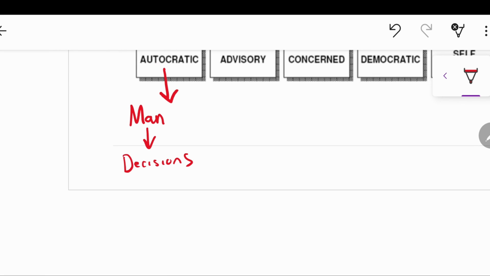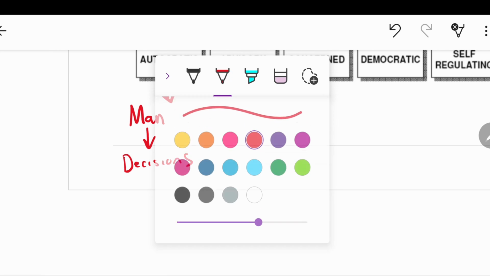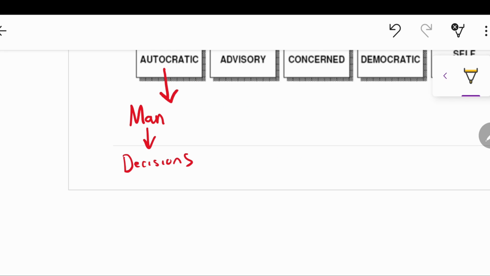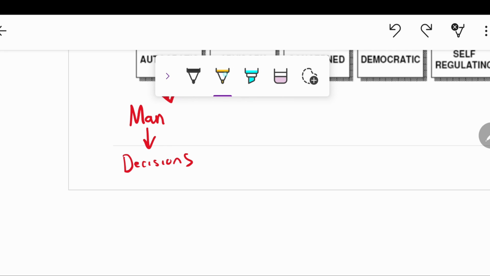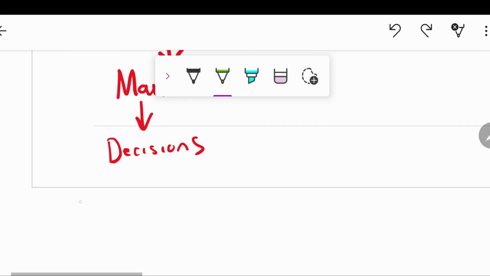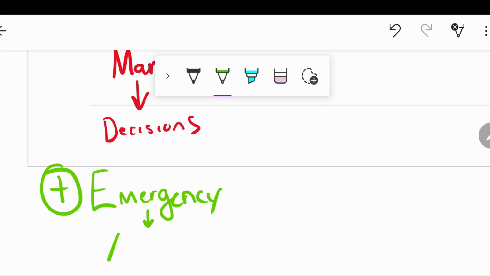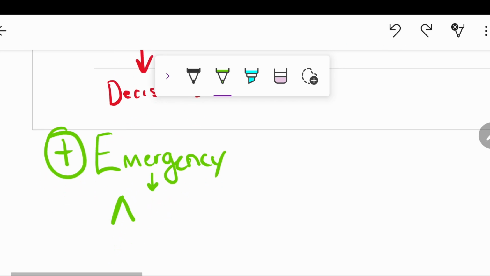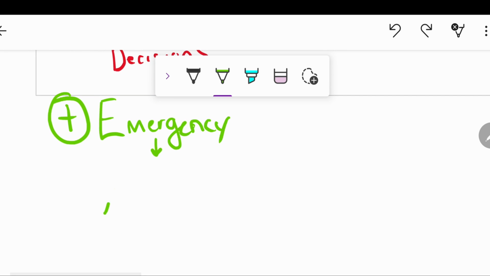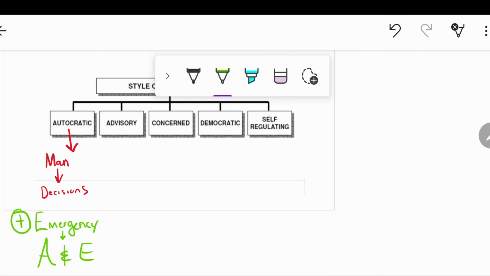And this situation can be beneficial in certain areas, and this was explained by the lecturer. This can be beneficial, let me put it in green, positive, beneficial in emergency situations. For example, in A and D, all right.